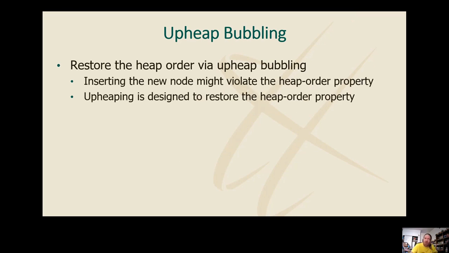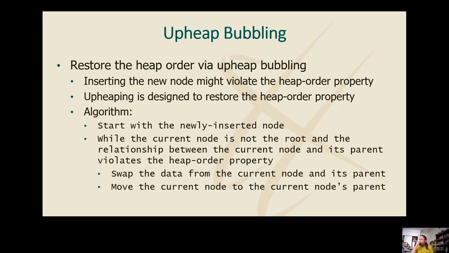Upheaping is designed to restore the heap order property. So what do we do? We start with our newly inserted node, and while the current node is not the root, why? You can't go any further. Root doesn't have a parent, so there's no point in comparing. While the current node is not the root, and the relationship between the current node and its parent violates the heap order property, we're going to swap the data from the current node and its parent, and then we're going to move the current node to the current node's parent, and we're going to repeat the process.